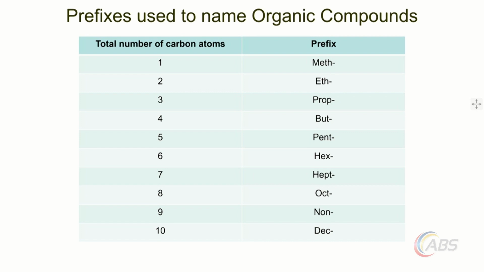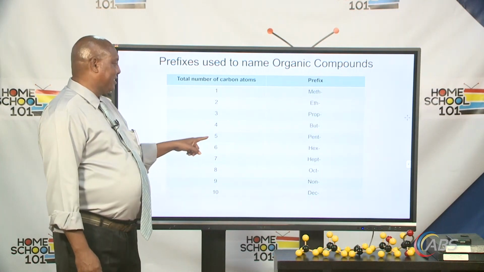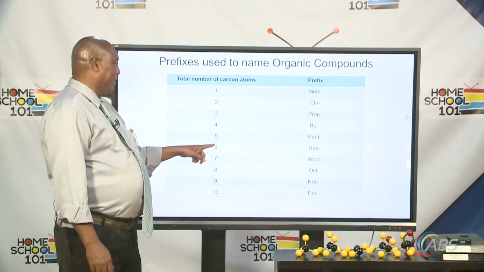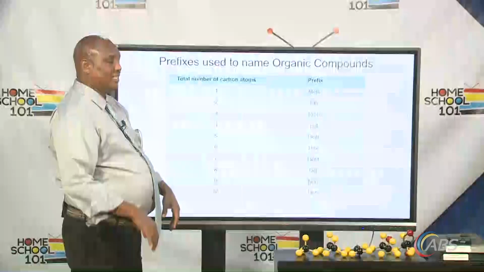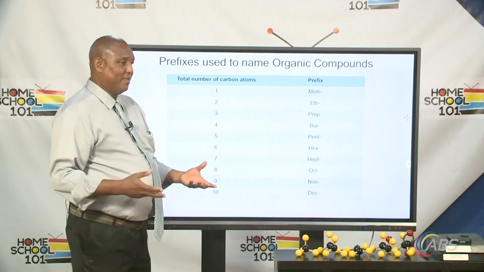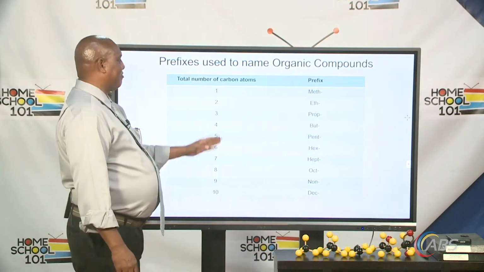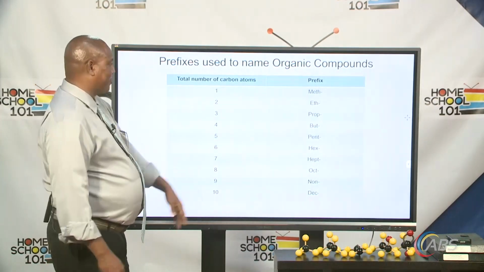If you hear prop, it means that it contains 3, but, 4 carbon atoms, pent, 5 carbon atoms, hex, 6 carbon atoms, hept, 7 carbon atoms, oct, 8 carbon atoms, non, 9 carbon atoms, dec, 10 carbon atoms. So that's how we name them, depending on the number, and this is the prefix, that first name, or the Christian name. It depends on the number of carbon atoms. We're going to use these a lot more as we go through today's study.